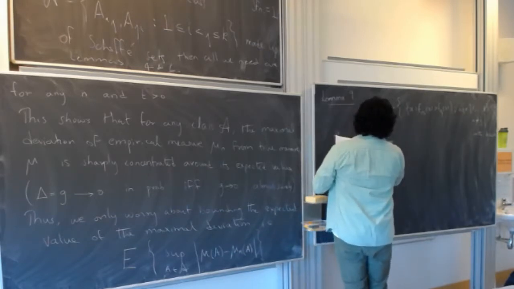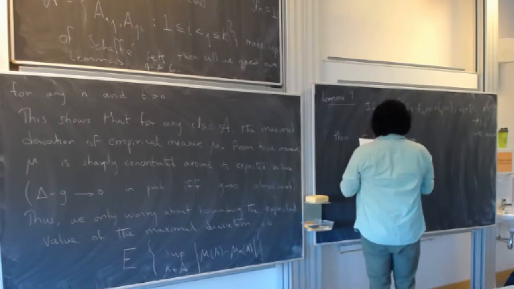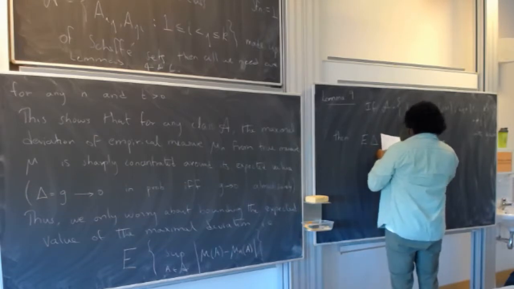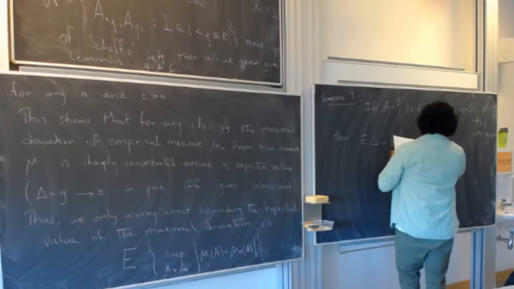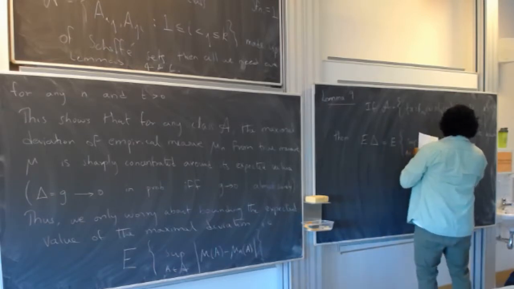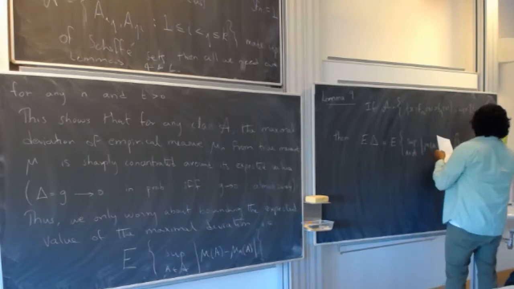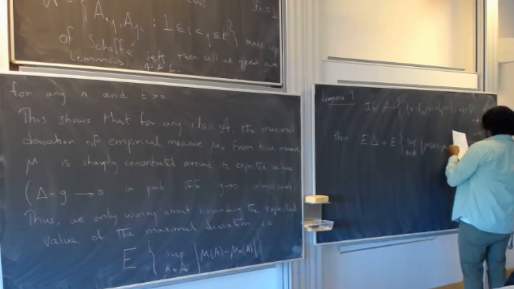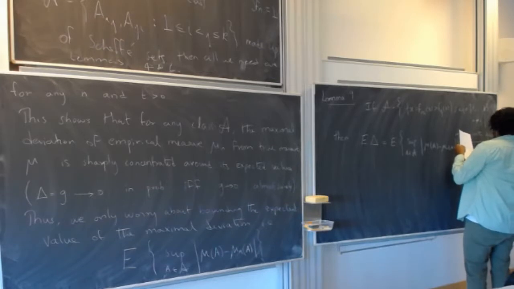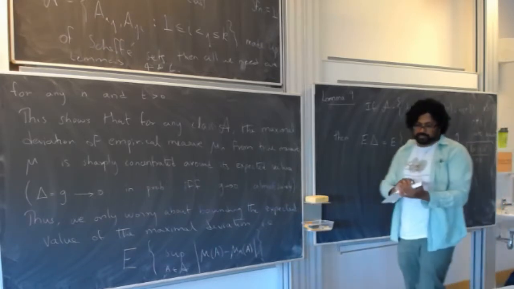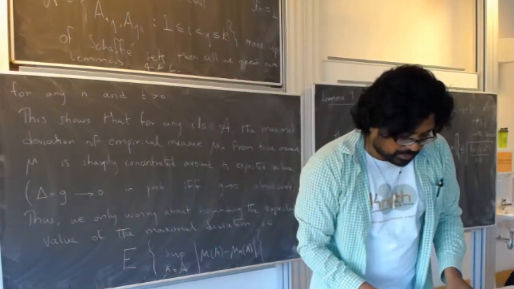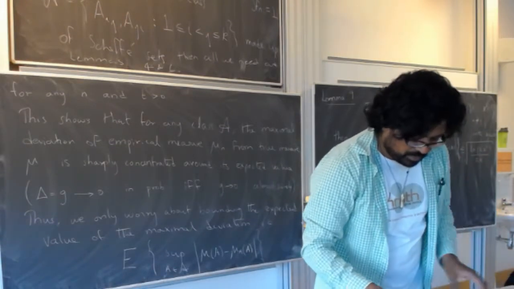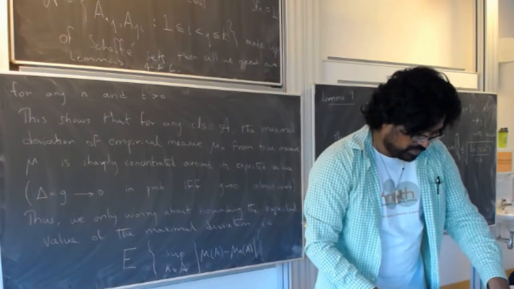the expectation of delta is going to be the expectation of delta, and this is less than or equal to the square root of ln 2k squared over 2n. Okay. So let's prove this.